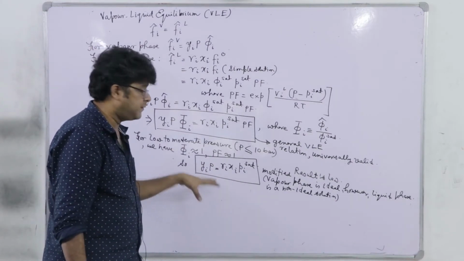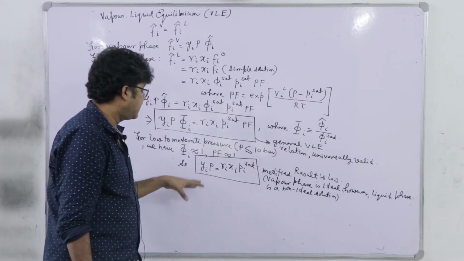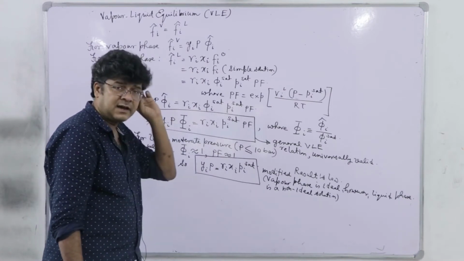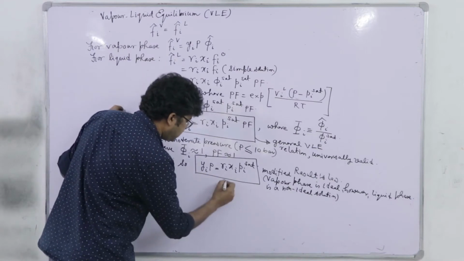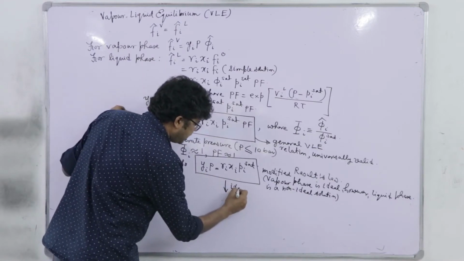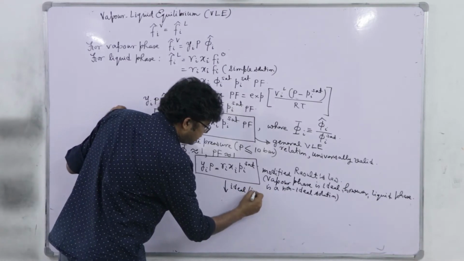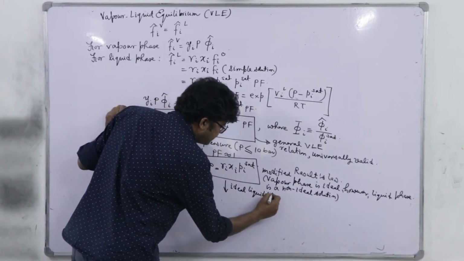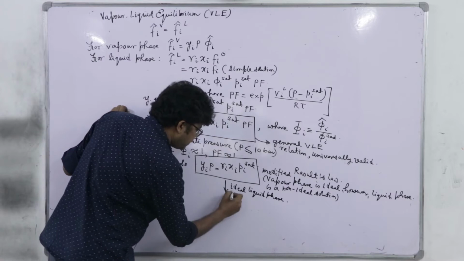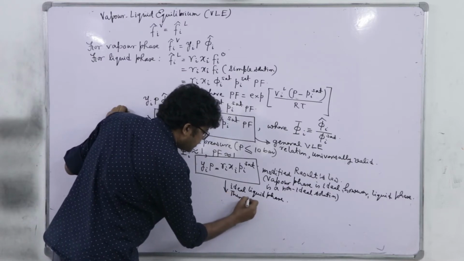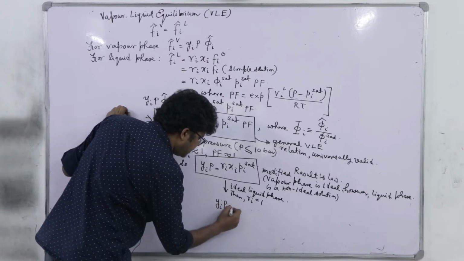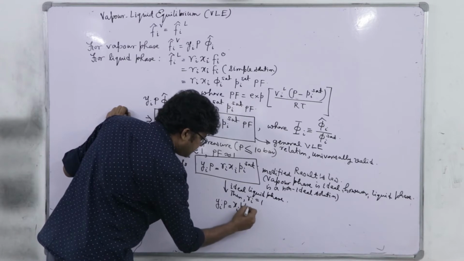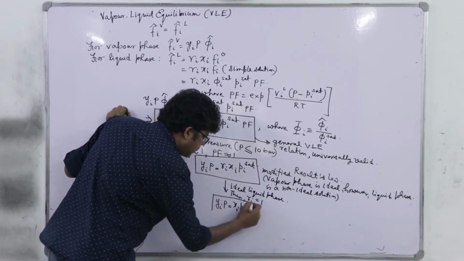Further, for ideal cases where the vapor phase is ideal, the liquid phase is also ideal. So this is the ideal liquid phase, then gamma i equals 1 and we have yi into P is equal to xi into Pi sat, and that's typically Raoult's law.